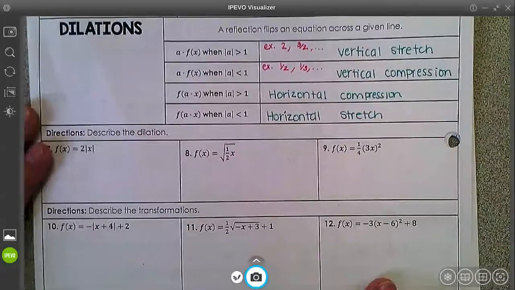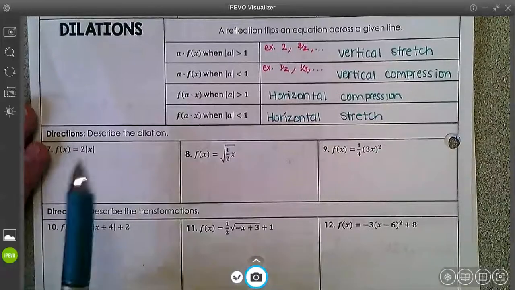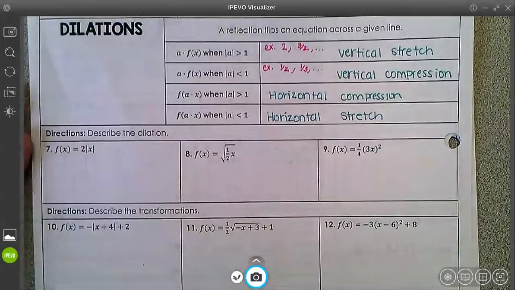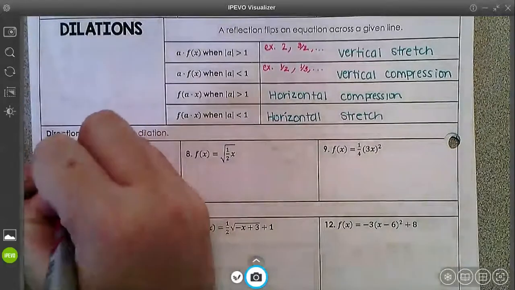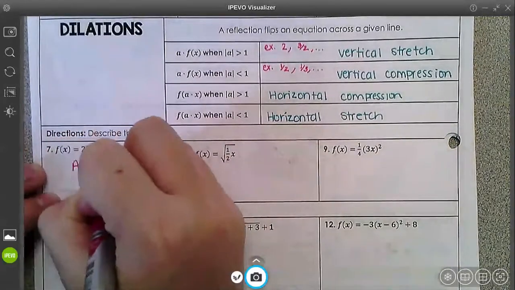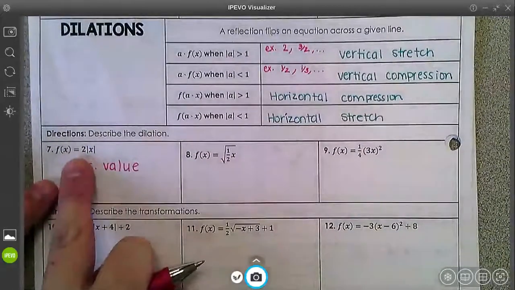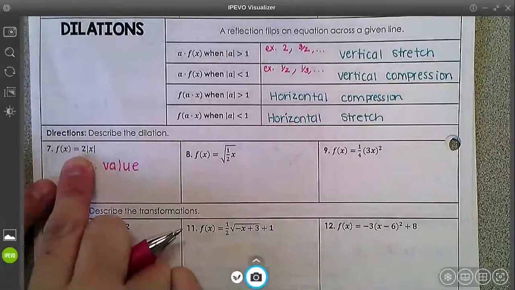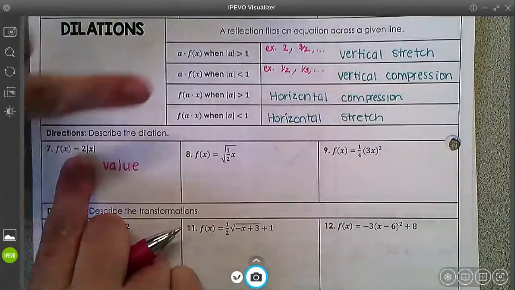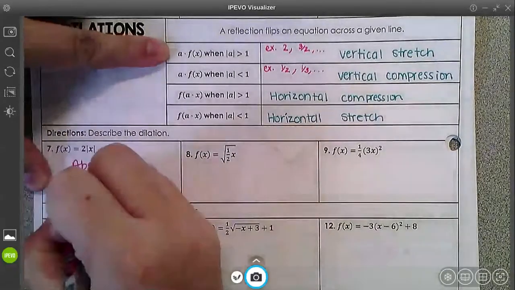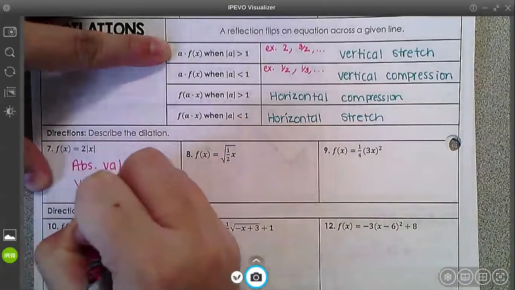Let's look at some examples. Number 7, what type of function is that? Absolute value. Now that number, it's on the outside and it's bigger than 1. So this would be a vertical stretch.